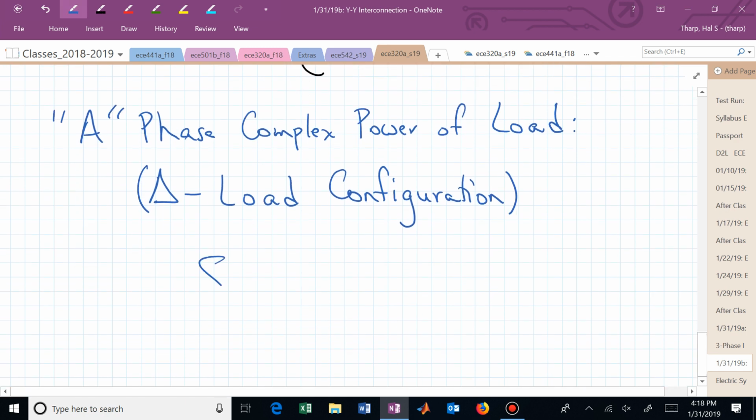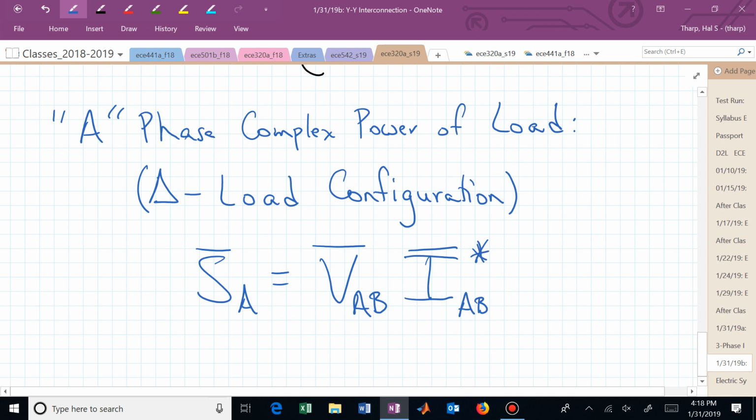Now I say, S sub A, the complex power in the A phase, is the phase voltage in that load, which in this case is V sub AB. That's the voltage across the A phase, times I sub AB star, where this is the phase current.